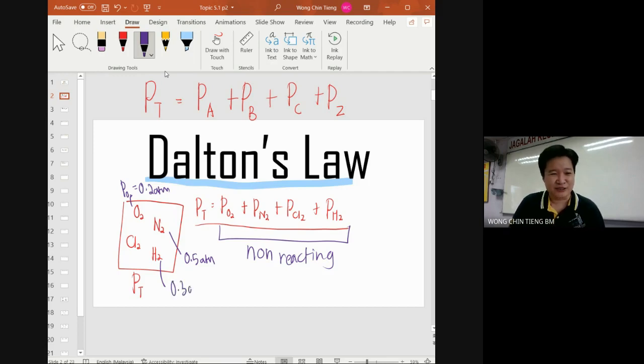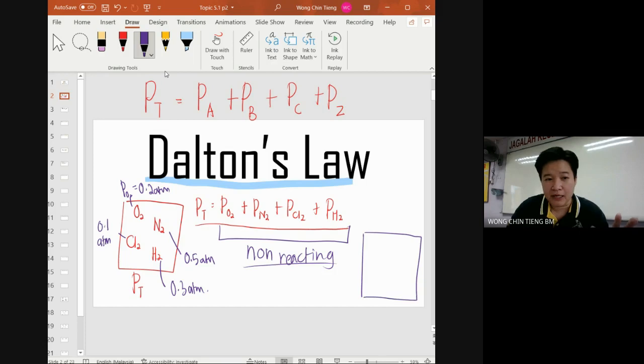So, let's say hydrogen is 0.3 atm. Okay, yang ni adalah let's say 0.1 atm. Kenapa diorang mesti adalah non-reacting gas? Sebab kalau dia react, katakanlah oksigen dengan nitrogen react, dia dapat NO2. Kalau diorang react dan dapat NO2 and then kamu dapat Cl2 kekal, H2 kekal.